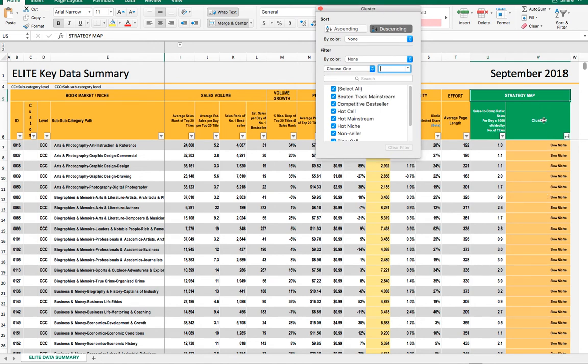So in the strategy map, you have the cluster. This is going to be the last column as of this recording, how it's set up. What he's done is he's taken all of the information and then classified the books by ranking of all of these factors that we're going to go over. The rankings start where he has the worst, where there are no sales, or what he would call a non-seller. Then you've got the slow ones. After the non-seller is the slow sale, followed by the slow niche.